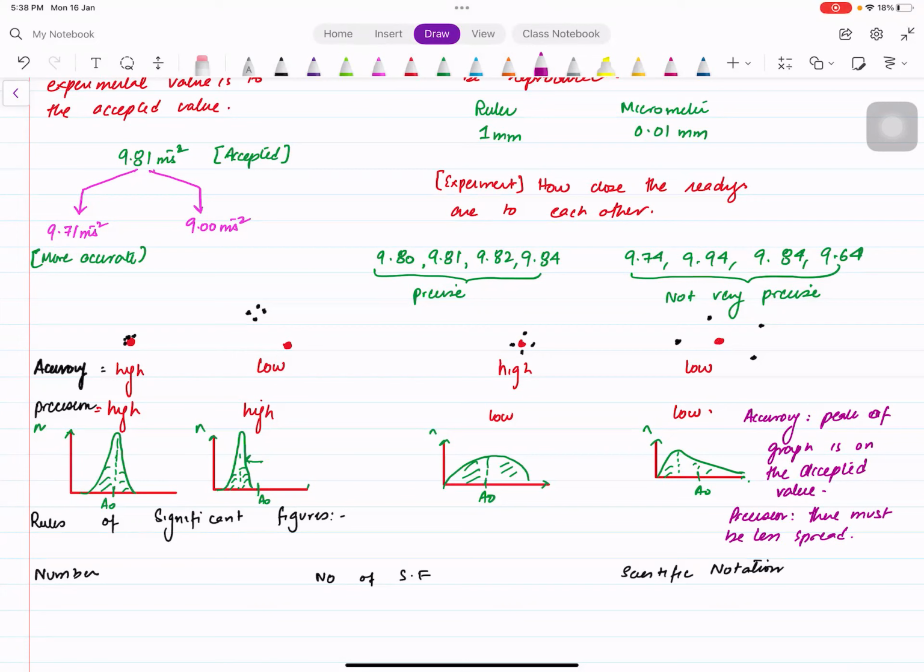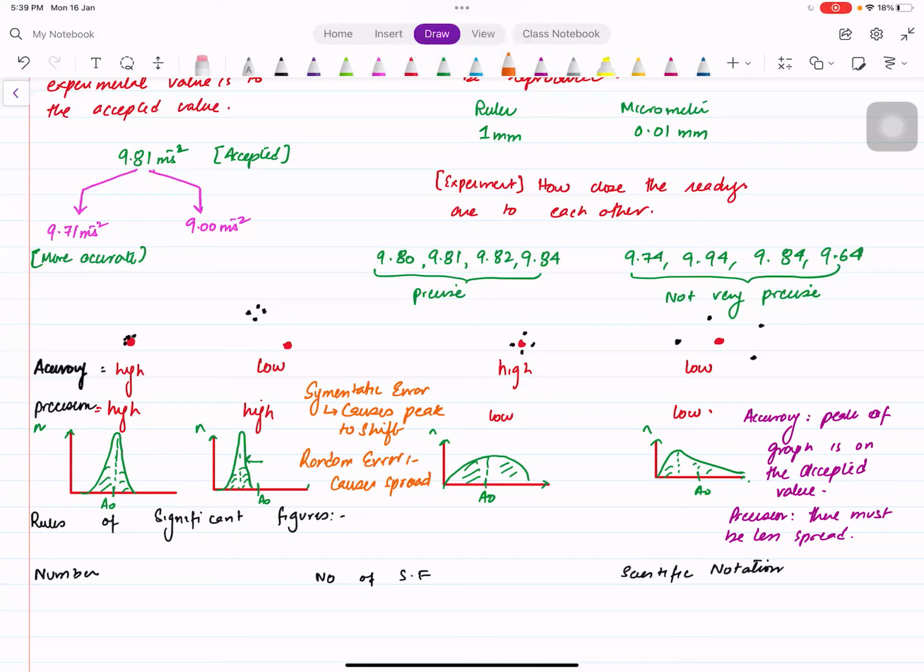So what makes the peak shift? Generally, if it's systematic error, then systematic error causes the peak to shift, because it could be too large or too small. And random error, which cannot be guessed, causes spread. Sometimes the values are going to be bigger, sometimes smaller. Understood?